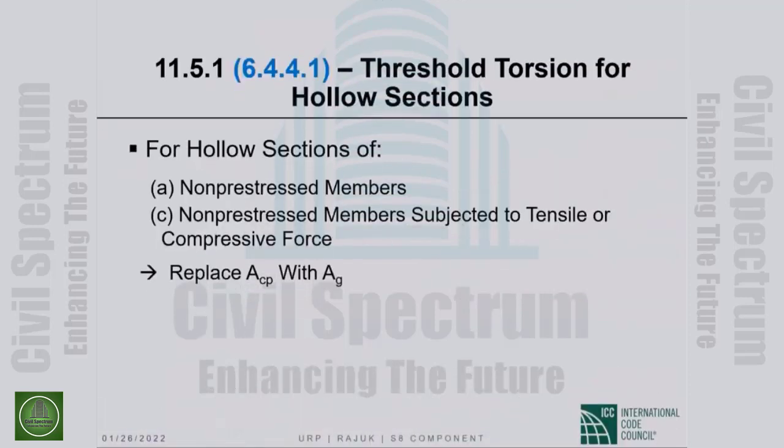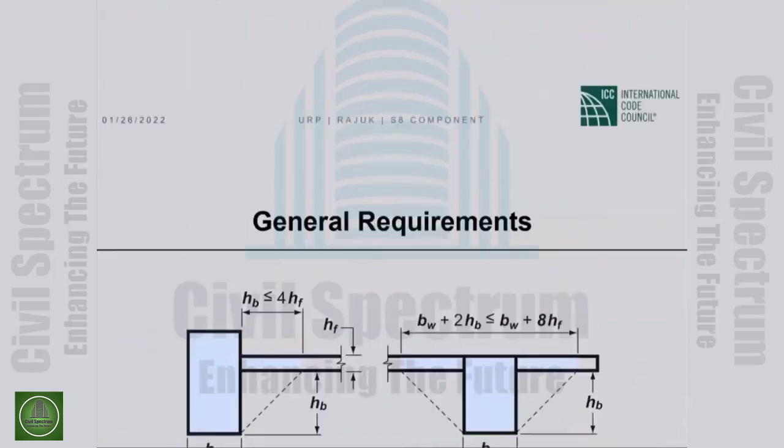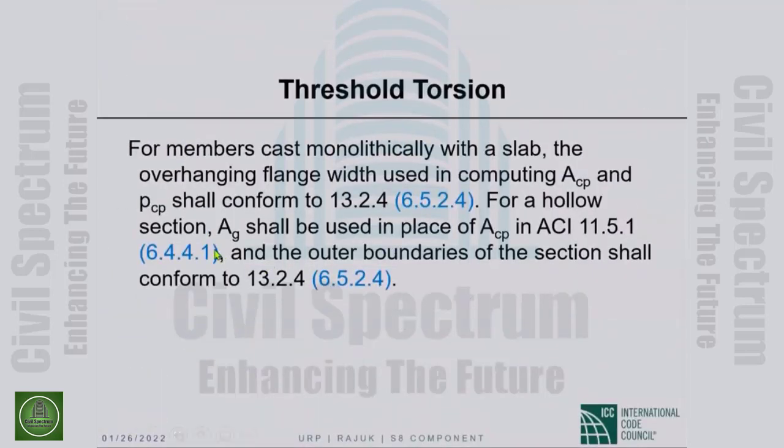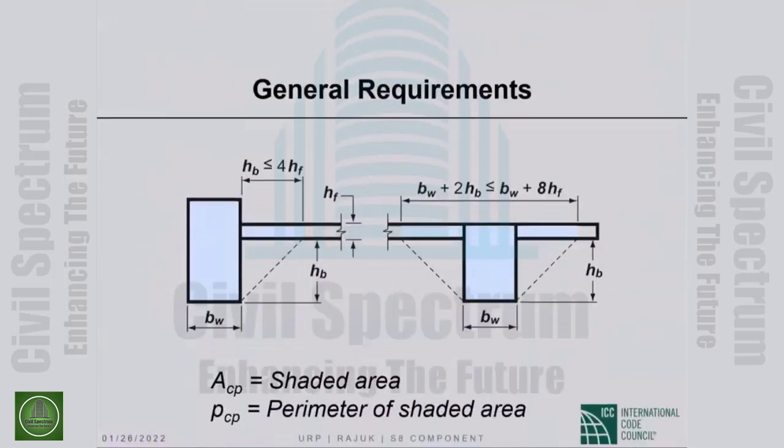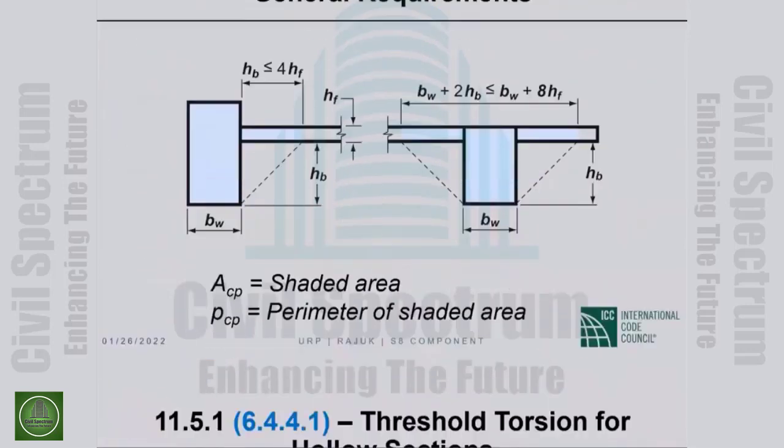Okay. Now, the other thing that was said here, for a hollow section, A sub g, the gross cross-sectional area, shall be used in place of A sub cp in section such and such, and the outer boundaries of the section shall conform to those details. I'll let you look into it. You have to go to the section numbers.